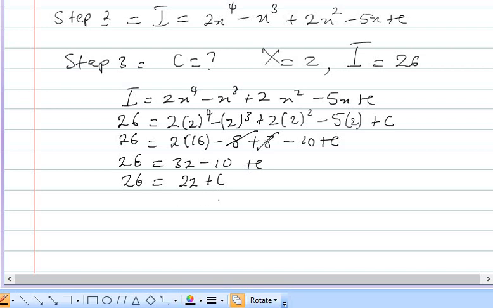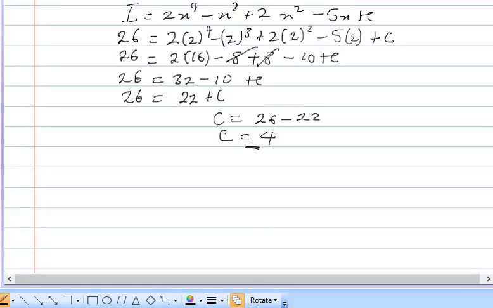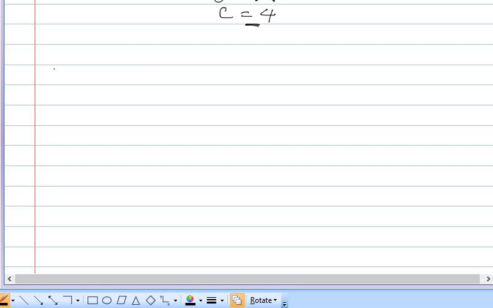So making c the subject of the formula, we can say c is equal to 26 minus 22, which is equal to 4. So since we have found step 3, the final step is to evaluate the I. That's step 4. We can say step 4 is to determine the value of I.